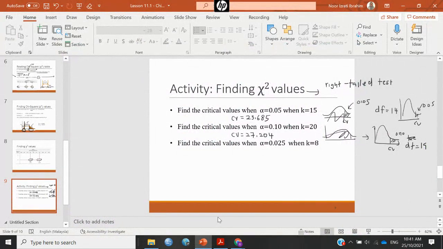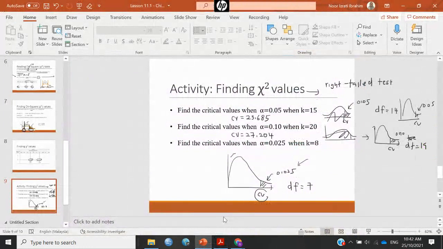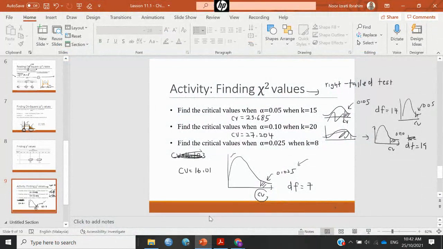The last one, find the CV when alpha is 0.025 and k equals 8. So if I draw the curve, it should be something like this. This is 0.025. This is the CV that we want to find. And when k equals 8, the degree of freedom becomes 7. So you refer to the column 0.025 and row 7. Look at the chi-square table. 0.025, row 7, that will give us 16.013 as the CV. So the CV for this one is 16.013. Sorry, I misspoke earlier. CV equals 16.013.